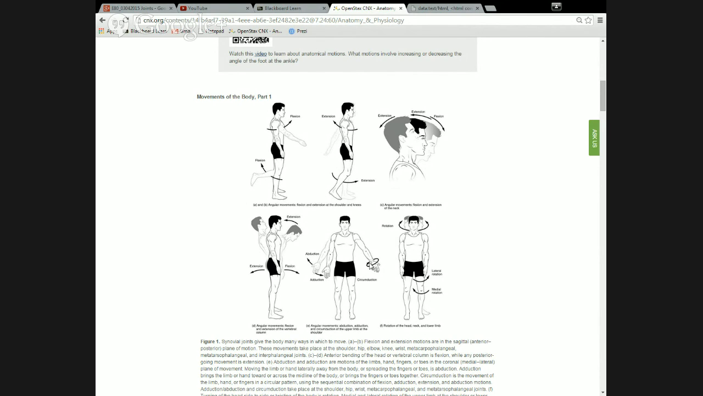If I do it with the metacarpal phalangeal joint, okay, I can flex and extend that joint like this. I can abduct and adduct the joint like this. If I do them together, I'm going whoop-de-doo. Okay, that's circumduction of the finger there.